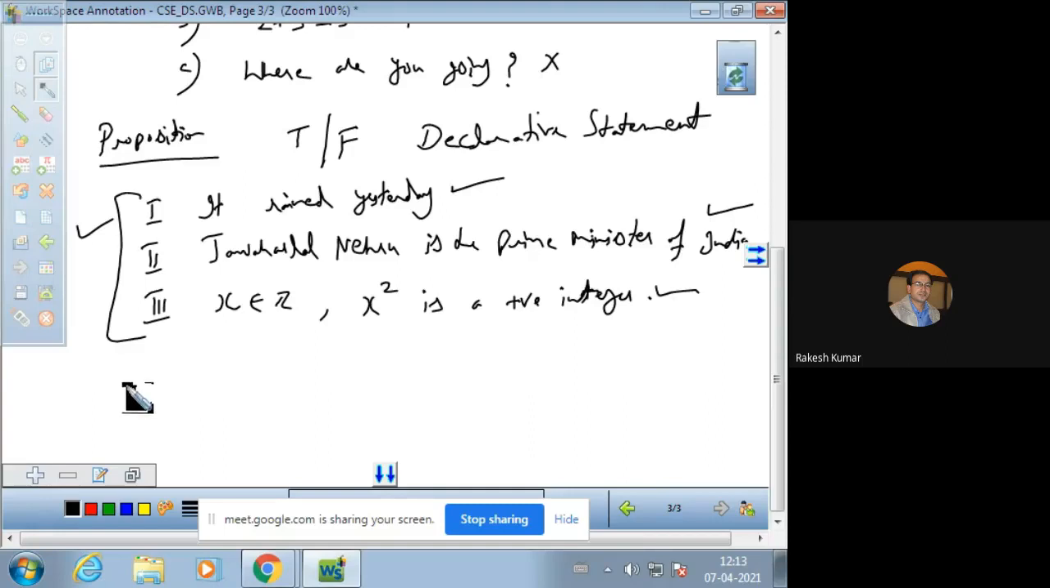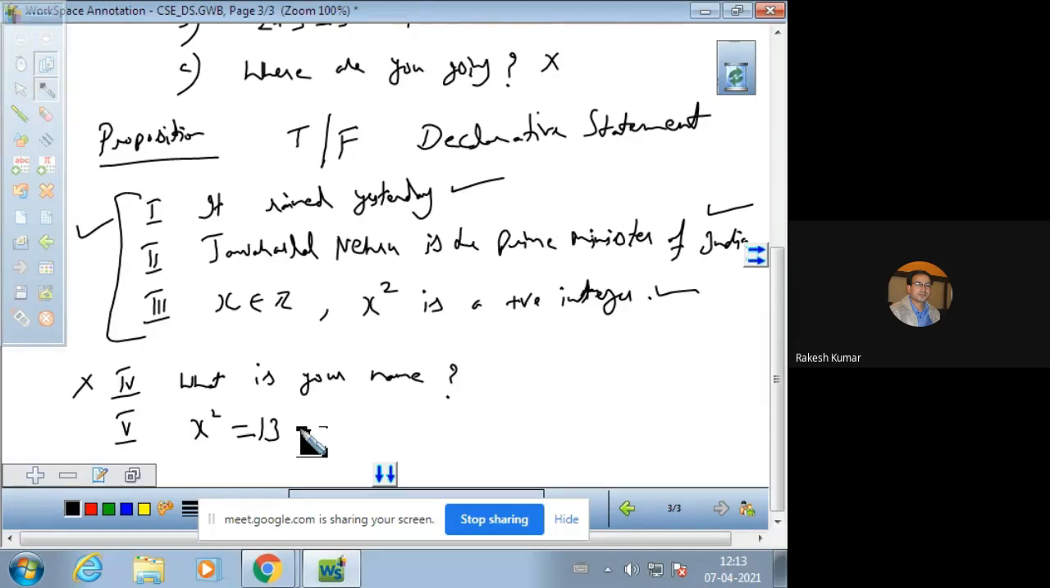Now we are taking some more examples which are not prepositions. What is your name? Now the first statement is, what is your name? This is a statement, but this is not a preposition because it is not a declarative statement. Now the next example which we can take, x square is equal to 13.